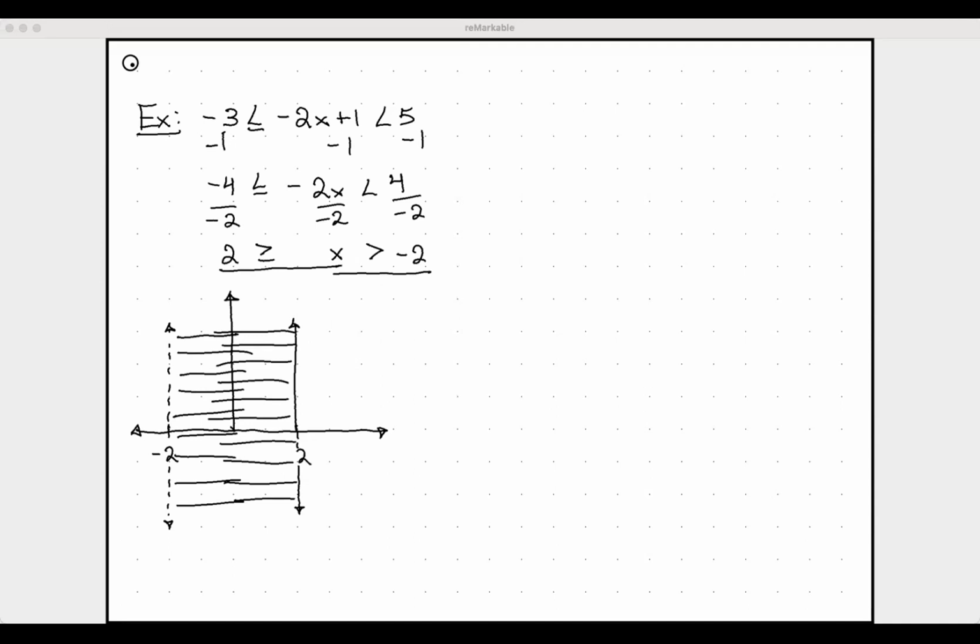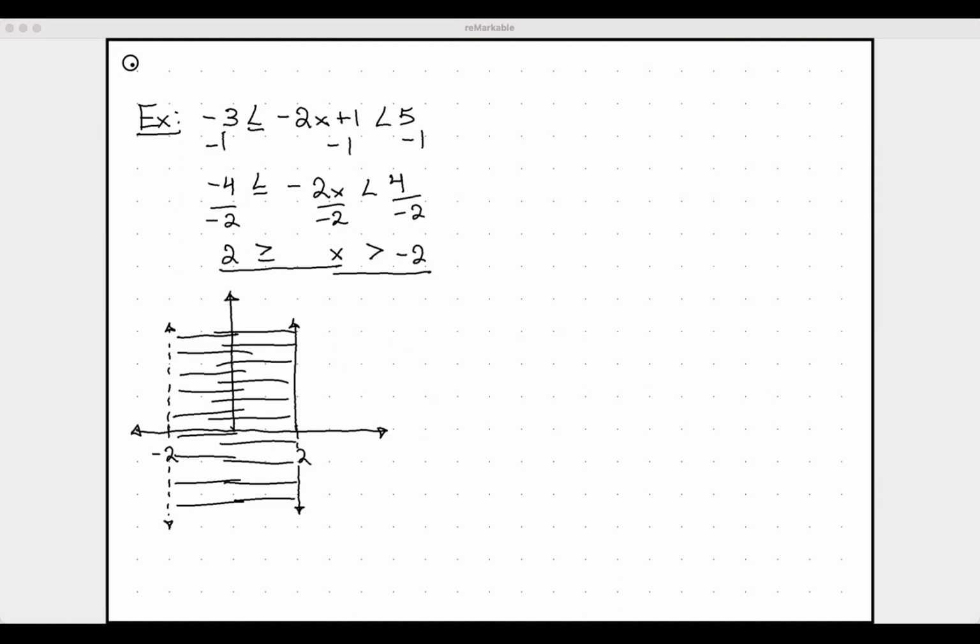So solutions to compound inequalities will be places that satisfy both inequalities at once, or places where I have shading from both sides at once, right? So I wouldn't have anything over here or anything over here because they don't satisfy both inequalities at once. Okay, hopefully that's a good quick review of graphing these inequalities.